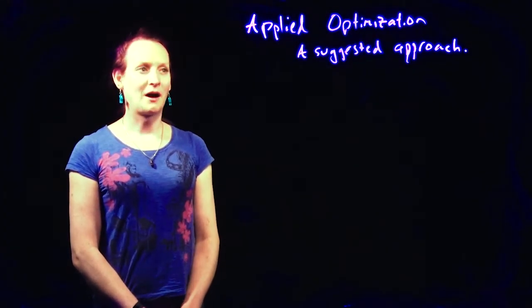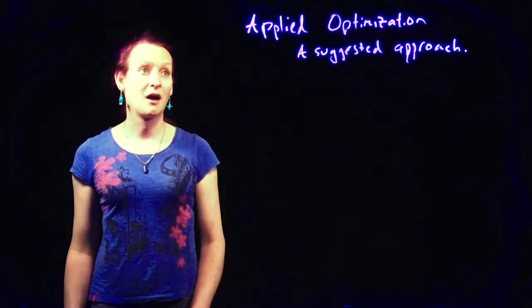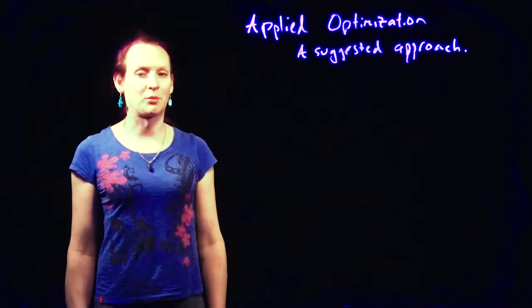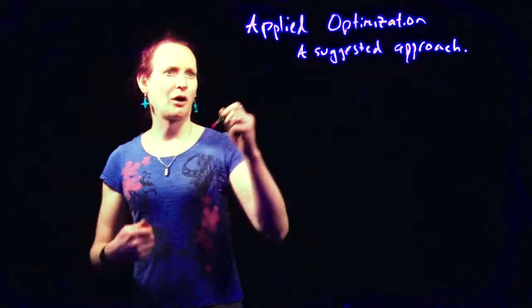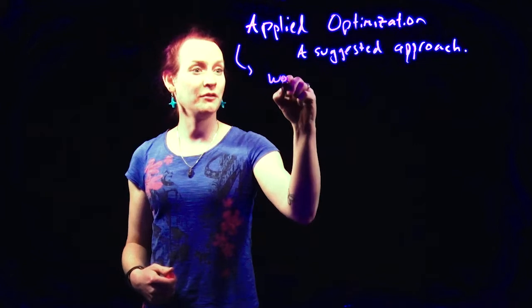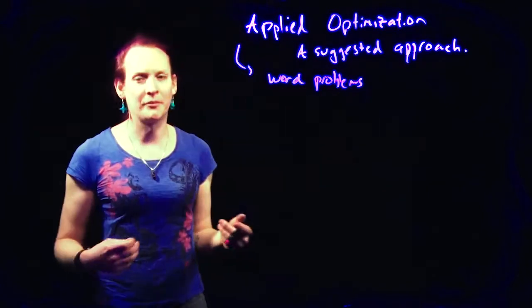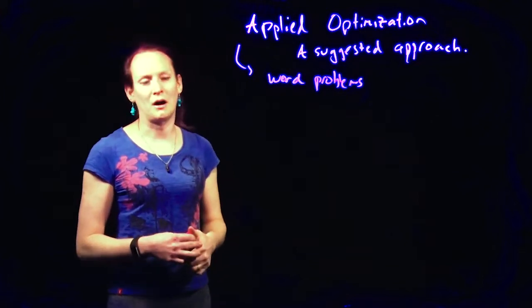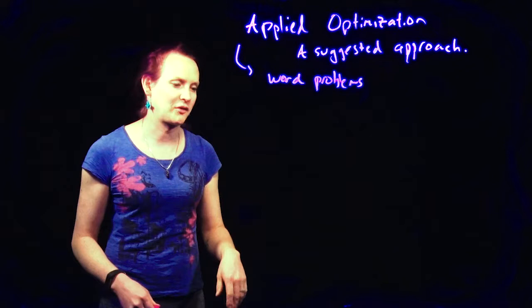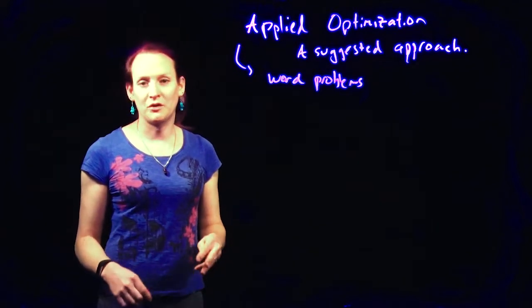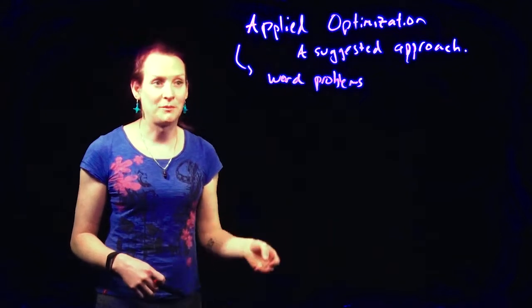Hello. I'd like to give you some advice, a suggested approach for applied optimization problems. Applied optimization problems are word problems where you're told some story. Oh, you're making a box, and the top of the box takes so much material, and the bottom of the box takes so much material. What's the size of the box that we should make?